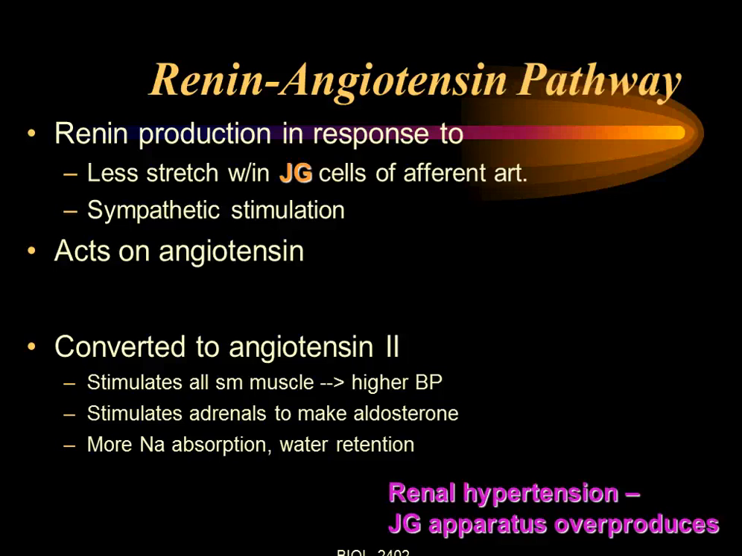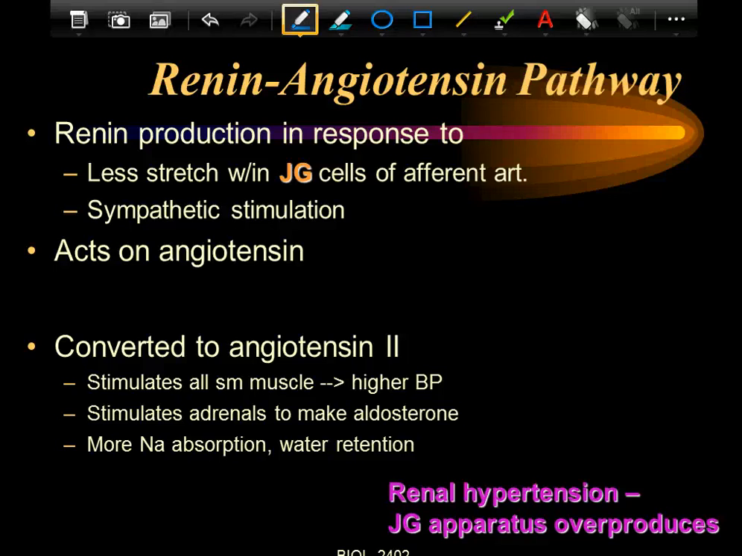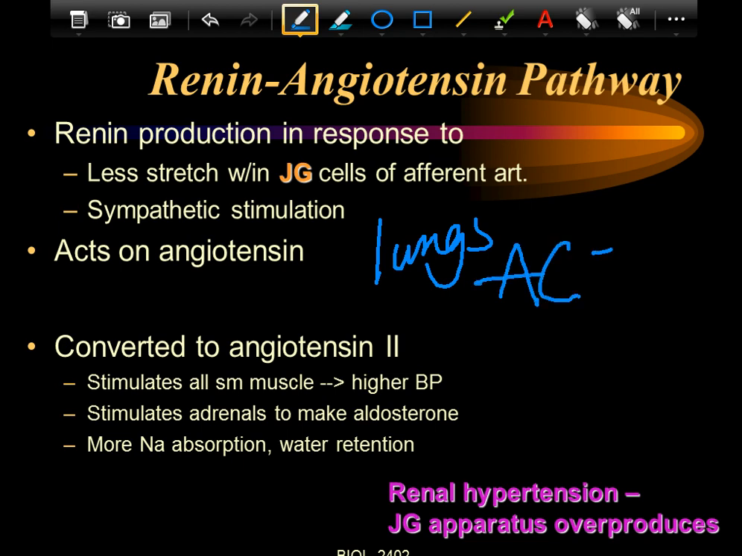Angiotensin 1 is not very functional. It has to get converted to angiotensin 2, and there's an enzyme that does it. It comes from the lungs. It's called angiotensin converting enzyme. It converts angiotensin 1 to angiotensin 2, and that's the important angiotensin right there.